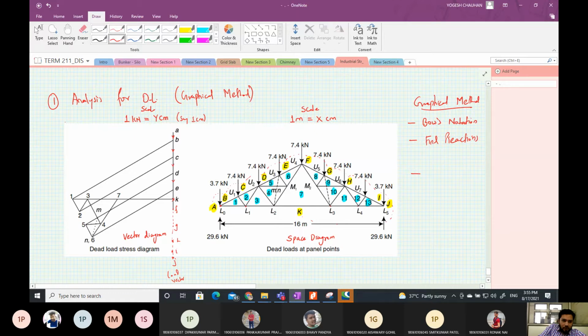Now, how to find these two? For 2, you have to take a line parallel to this. So you draw a line parallel to this, and you will get this. First, you draw this line, and you will get this point 1. Then you draw this line C.